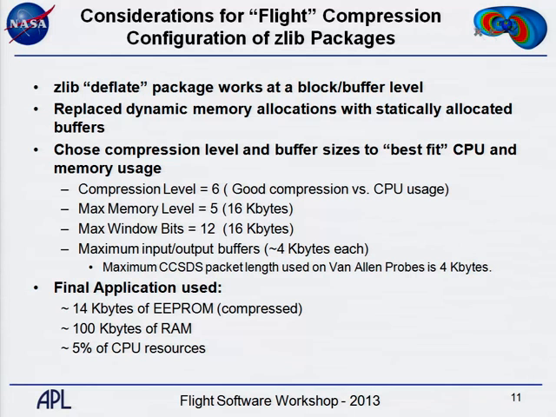We didn't want to give the operators the ability to freely command this, but we settled on compression level 6, which is pretty good compression versus the CPU usage we had. We also played with the max memory level and max window bits. Anybody that's used this library may know these parameters, but they basically sized our footprint. So what we ended up with was an application that took 14 kilobytes of EEPROM, the application itself being compressed, and then approximately 100 kilobytes of RAM, and takes about 5% of our CPU.